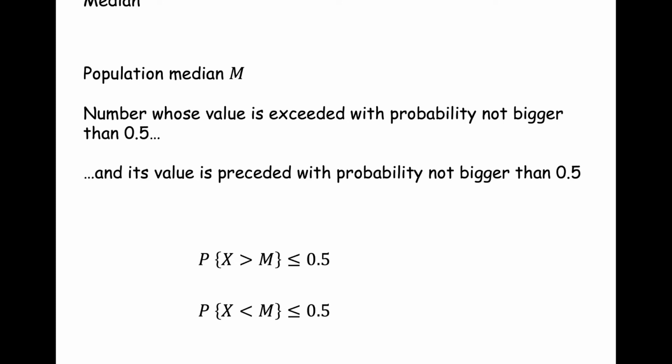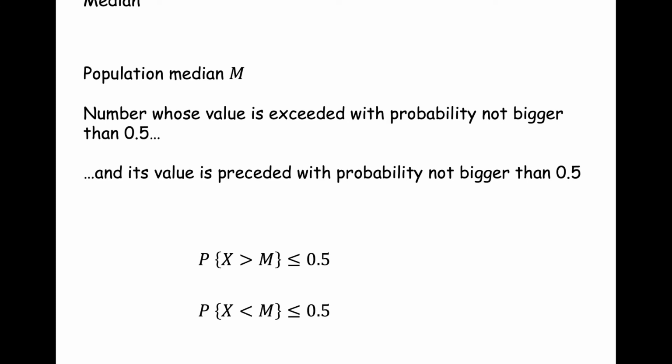It's not an estimator. And so the population median is the value that is exceeded with a probability not bigger than 0.5, and it's also preceded by all the other values with a probability not bigger than 0.5. So said differently, for all of the values that a random variable can take on, the population median is that value M such that the probability of X being greater than M is no more than 0.5, and the probability of X being less than M is no more than 0.5.